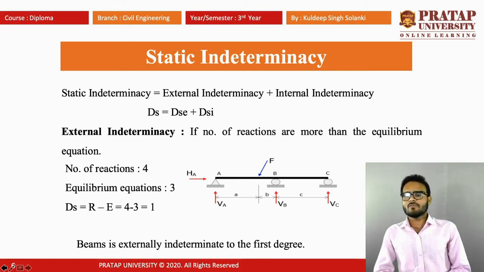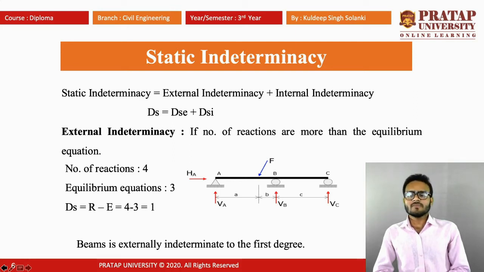Okay, and the number of equilibrium equations is 3 because it is a 2D structure with rigid joints. For a rigid joint 2D structure, the number of equilibrium equations is 3. We have already studied this in the past slide. It means summation of forces in x direction is equal to 0, summation of forces in y direction is equal to 0, and summation of moment is equal to 0. There are 3 equilibrium equations.